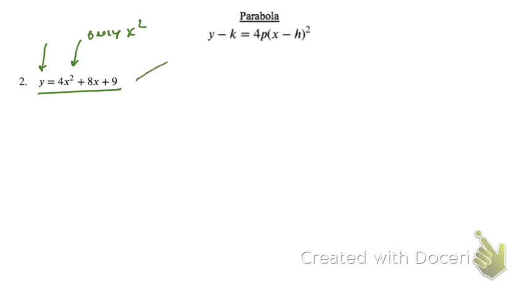So what's that tell me? I should be able to write it in that format: y minus k equals 4p times an x minus h quantity squared. And if I can write it in this format, then I should be able to pick out my vertex. I should be able to find my p-value and use my p-value then to find my focus. Okay, and my p-value would also tell me if I open up or if I open down.